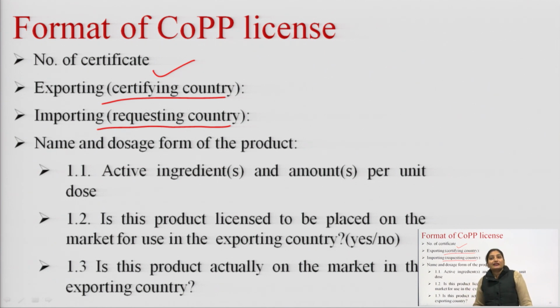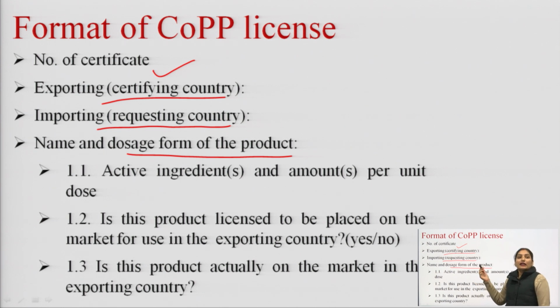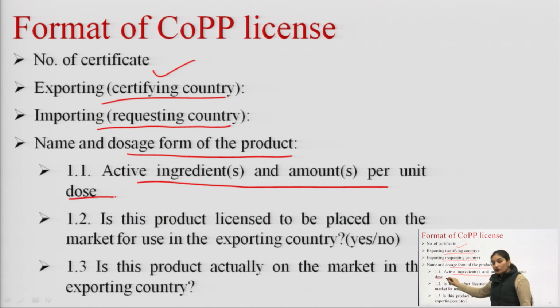The exporting country gets the license or label for the certified country, that it has proper quality manufacturing facilities. Okay. Next is name and dosage form of the product for which the license is applied, and it also consists of active ingredients and amounts per unit dose.